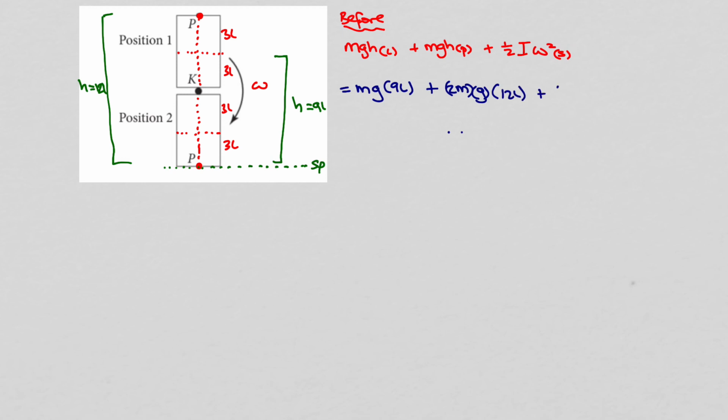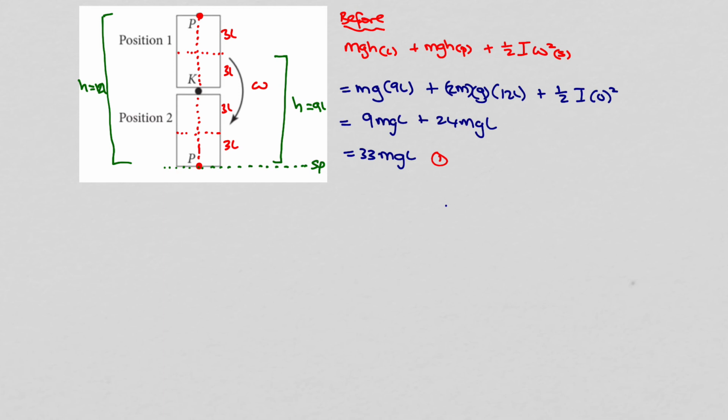And then it starts from rest. So again, it doesn't matter. I don't need to put in the moment of inertia here. We just have 0 times anything is 0. So we're going to have 9 mgl plus 24 mgl. And if I add those two together, that gives me a total of 33 mgl for our energy beforehand.